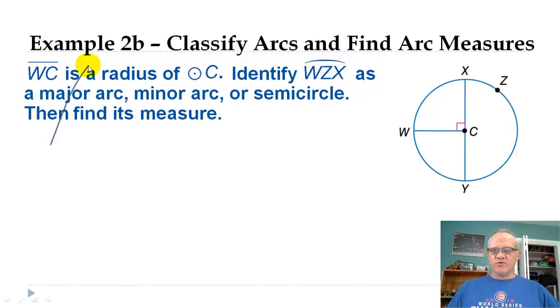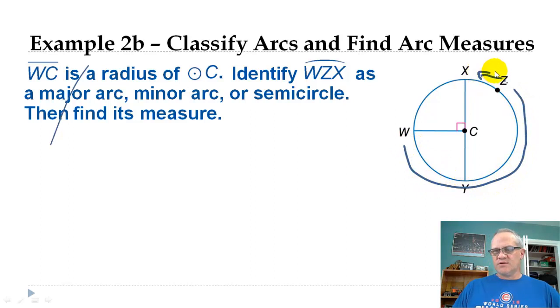Same stuff here, but we're looking now for WZX. So from W to Z. Actually, look, it's going from W, ending at X, so it's going from this W around this way to Z to X. So we're talking about all of this, that arc there, from here all the way around. So that's a major arc, right? It's much bigger.